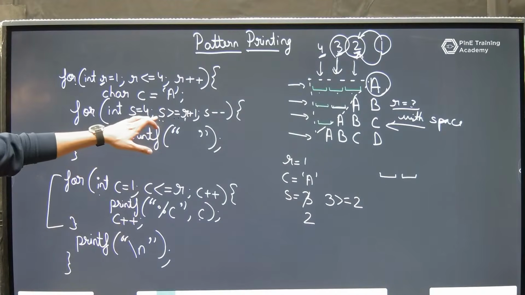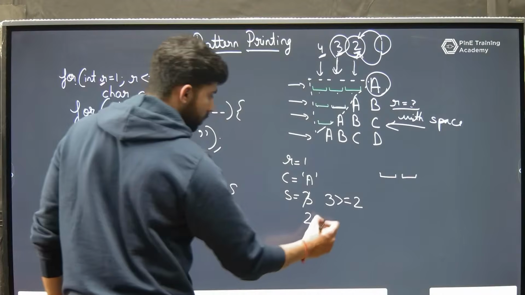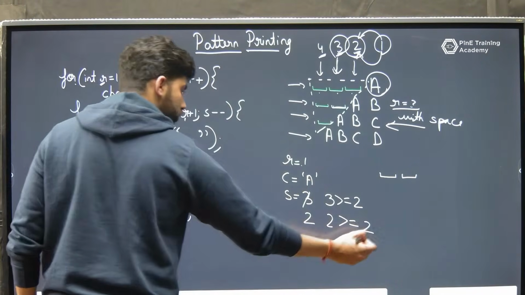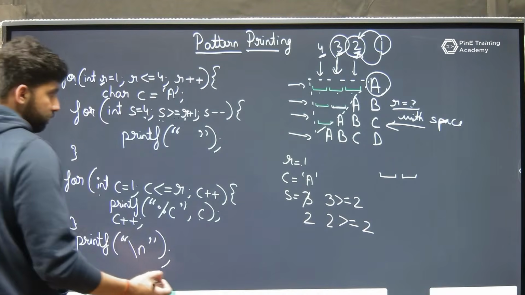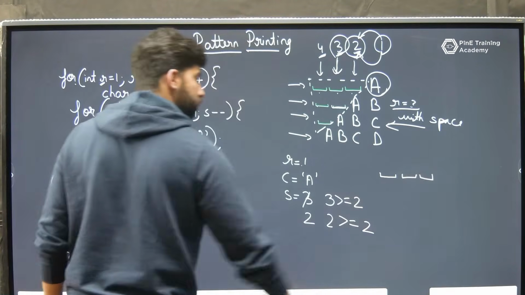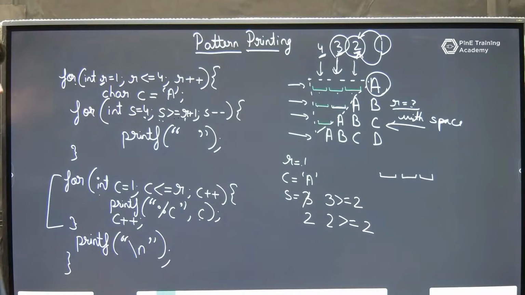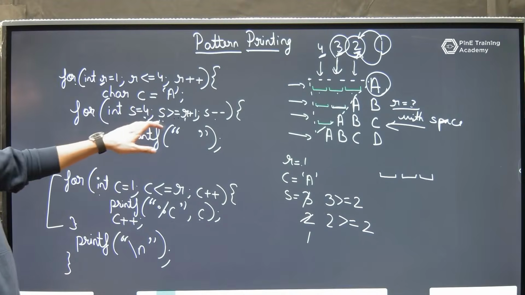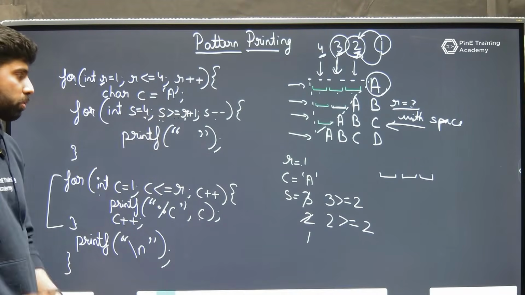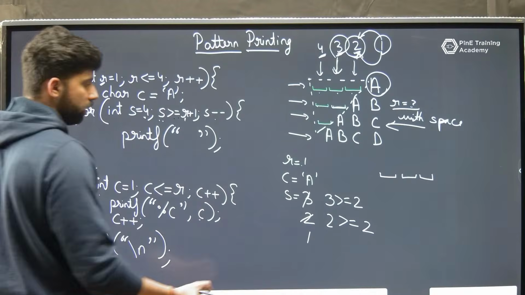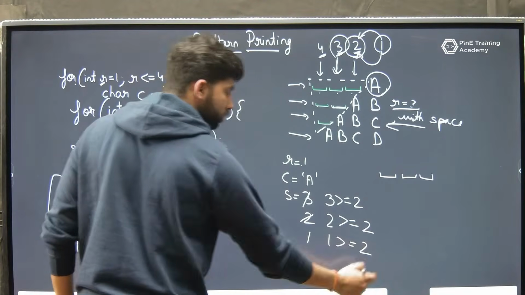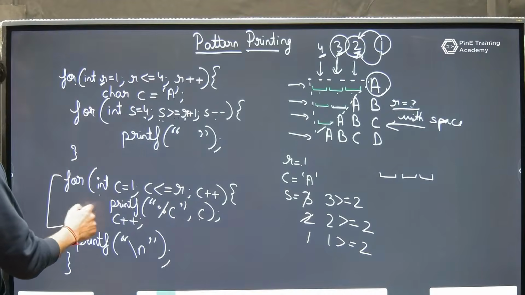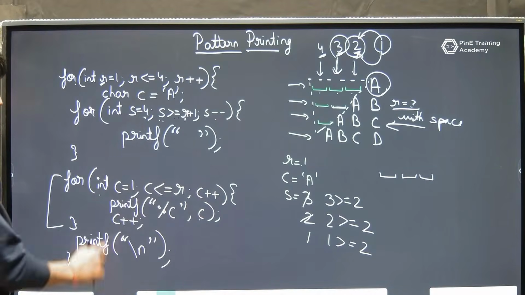Next we check the condition is 2 greater than equals to r plus 1, which means again 2. This is still true. We will print a space and s minus minus we will go to 1. Now we check is 1 greater than equals to r plus 1. We are checking is 1 greater than equals to 2. This is false. This will not run. We will come out of this loop and we will enter here.